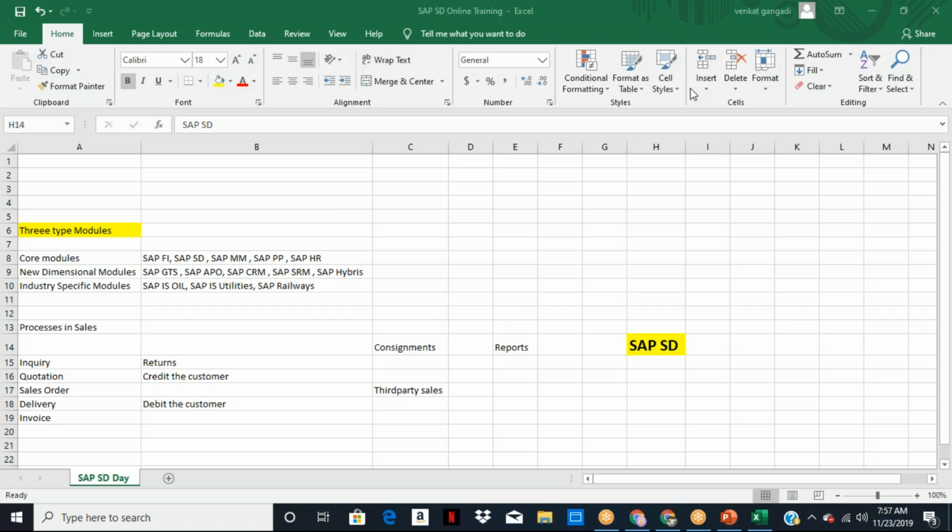But the actual goods will be transferred when you do the post goods issue. So when you do the goods issue, only then will the goods leave the plant, the warehouse, or your premises. To support this delivery and goods issue, we use the SAP SD module, that is nothing but to support your shipping process. And then billing.